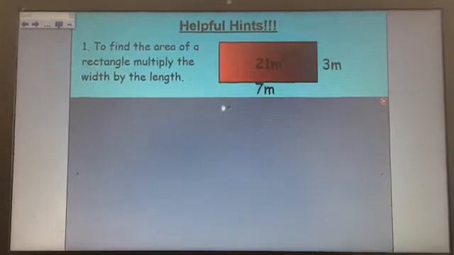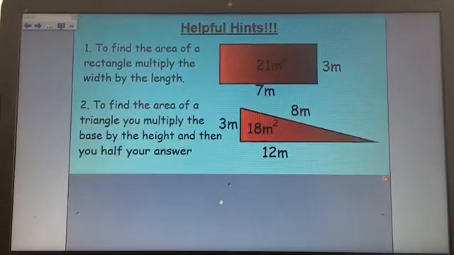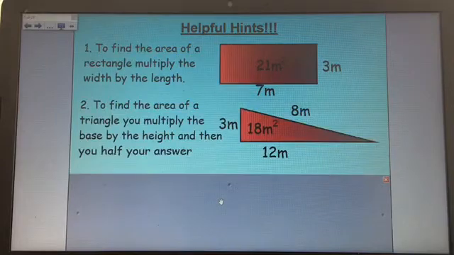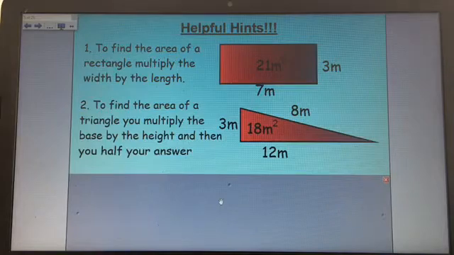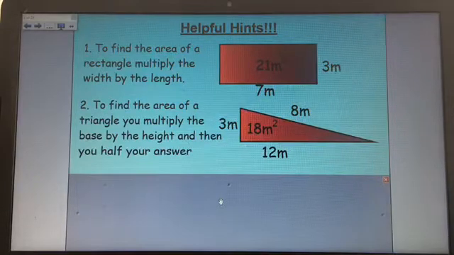Let's have a look at the next one. To find the area of a triangle, you do the base times the height, and then you half it. So you do 3 times 12, which is 36. Half of 36 would be 18, so it'd be 18 meters squared. A common mistake with finding the area of the triangle is that a lot of times people multiply the base with the length of the other side, not the height. So they do 12 times 8 there. That'd be wrong. It's the base times the height. And even if it's not a right angled triangle, you still find the height and not the length of that side. And then of course you have to half it afterwards.